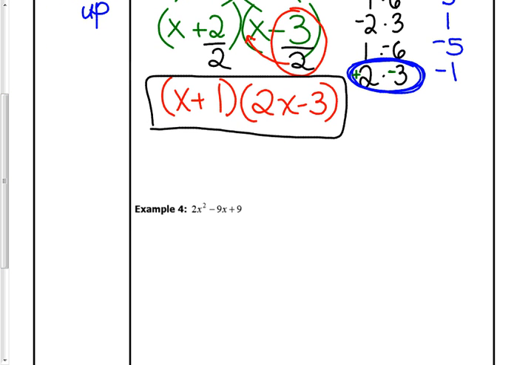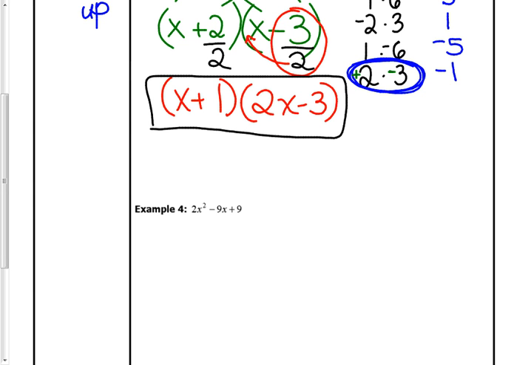All right, example 4 is going to be similar to this. Okay, so I have 2x squared minus 9x plus 9, and I have to factor this. So first thing I want to check for is a GCF. Do I have a number that can come out of 2, 9, and 9, or do I have a common variable that can come out? All three of them don't have a variable, so I can't remove any type of GCF here. There is no GCF.